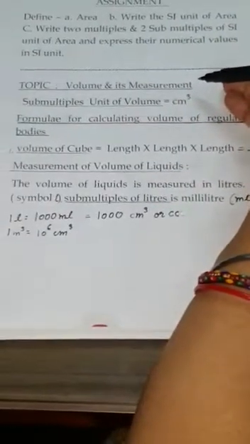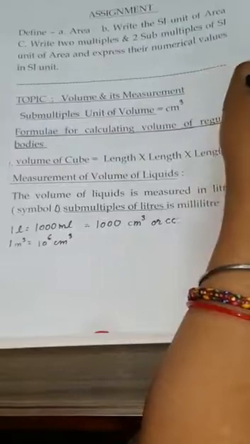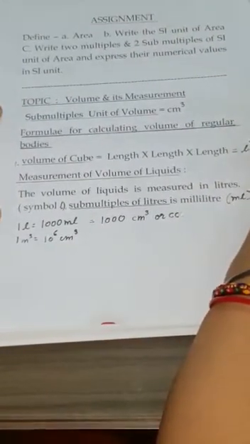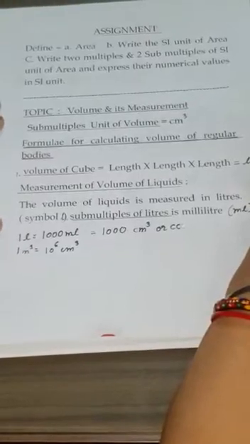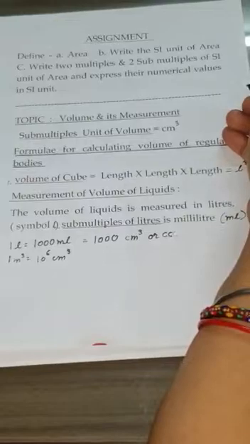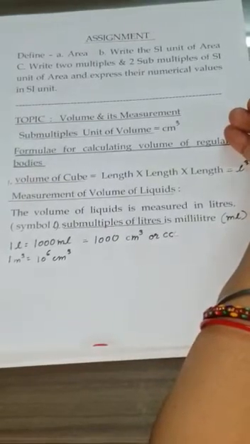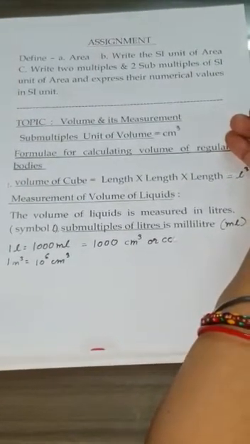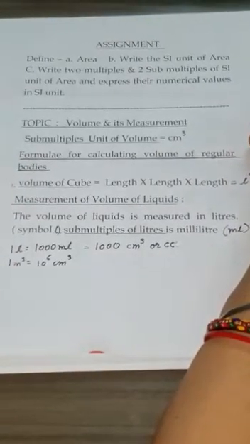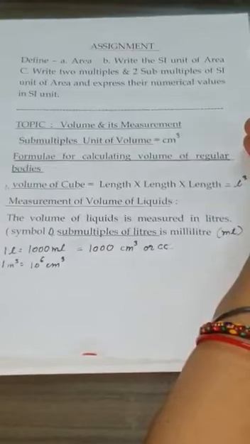Now this volume also you have learned in class 6. But again I am revising. Write it down. What is volume? The space occupied by a substance is called its volume. Again I am repeating. Write it down. The space occupied by a substance is called its volume.